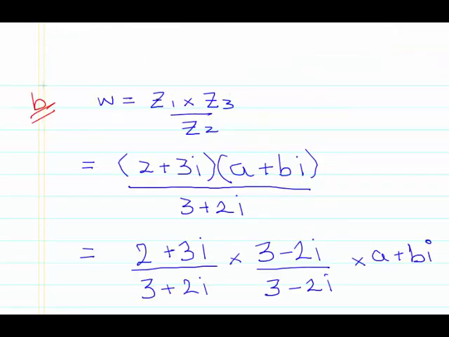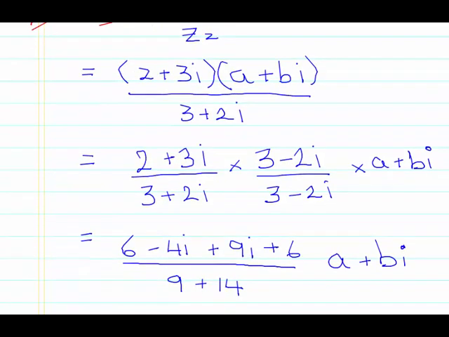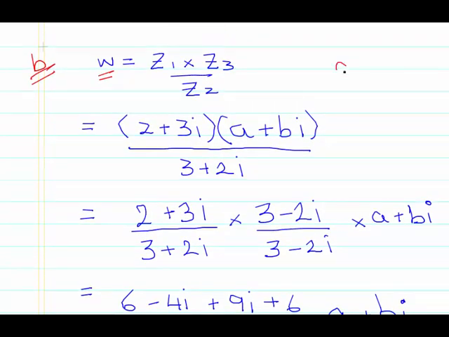Part B is a bit more complicated. We're given this expression here as w, and we're told that it is equal to z1 times z3 divided by z2. So this is a good bit more work here. What we're asked to do is find it in terms of a plus bi. Keep that in mind because it might help us speed things up. That is how we're expected to phrase the answer.